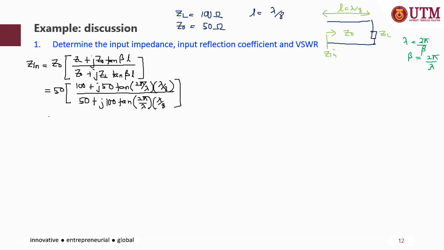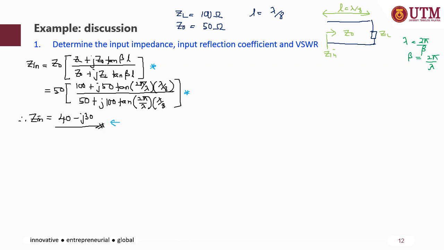Okay, so you can calculate this. So your Zin equal to 40 minus j30. Okay, please calculate this properly. So I recommend you to write down the general equation, include the values you have in, and your final answer. Okay, this is the first one, the input impedance.